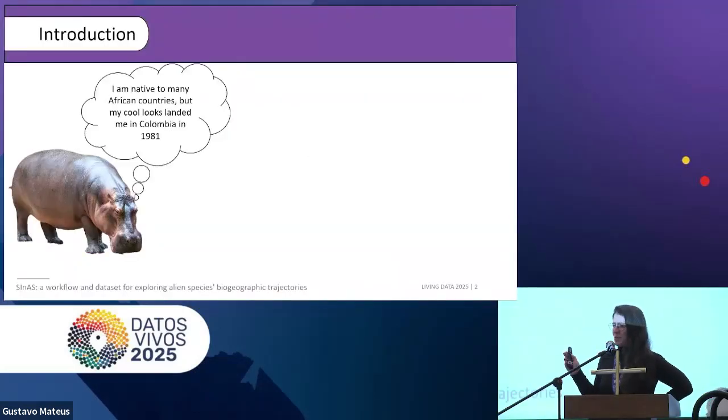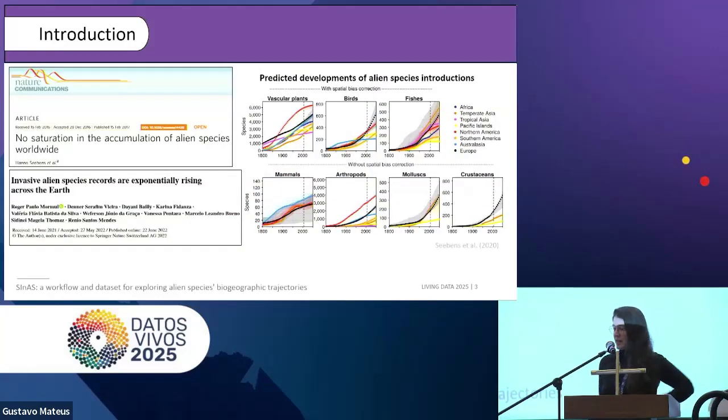I don't think I have to give a big introduction on alien species. We've been talking about them for about an hour or more, but I brought a cool example of one of those. That's the hippo, which may be super cool in its home country in Africa, or in multiple countries on the continent of Africa. But here in Colombia, where it was introduced in the 80s, it has been causing a lot of impact around the Magdalena River. So we can just move on.